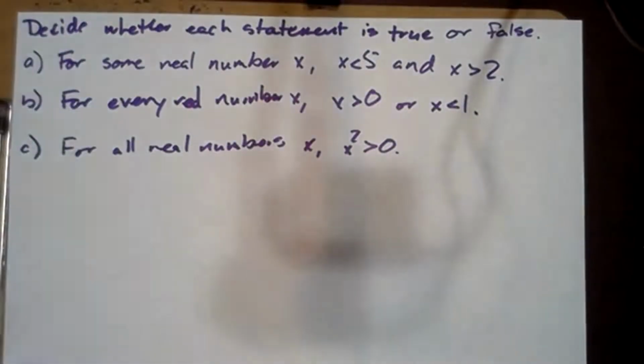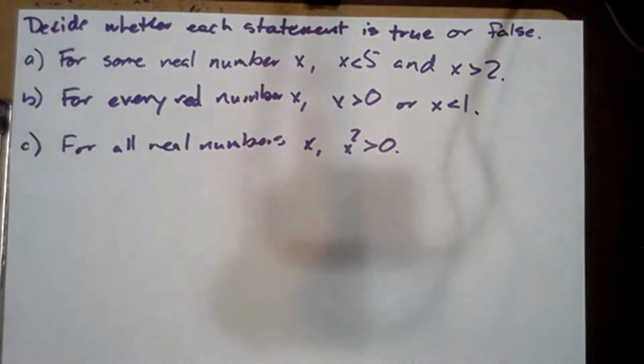Next, we want to decide if these statements are true or false. For some real number x, x is less than 5 and x is greater than 2. This is true because we have a whole range of numbers between 2 and 5, but not including 2 and 5, that we can look at here.